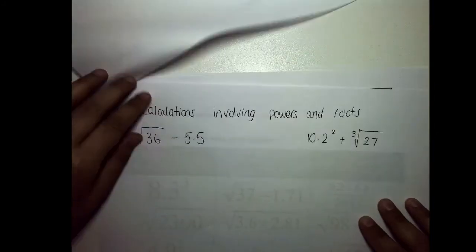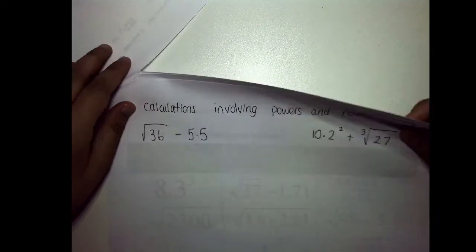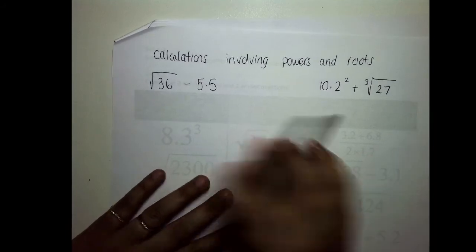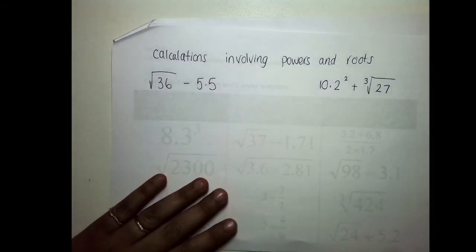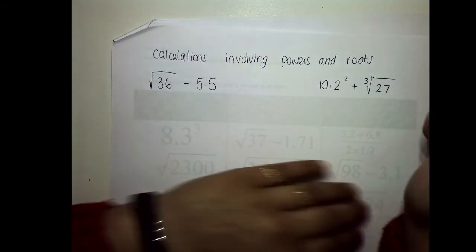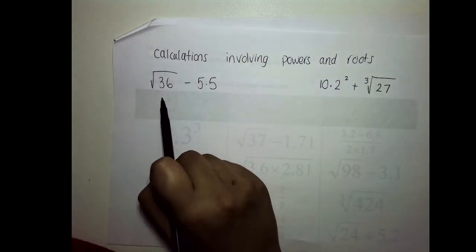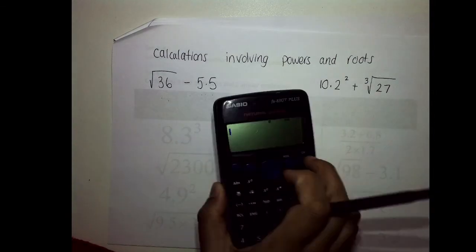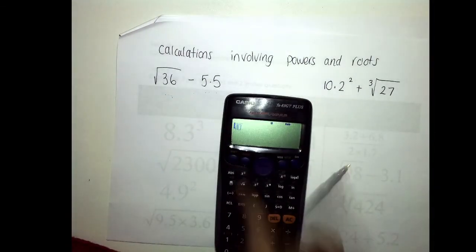Now, the final thing we're going to look at in this lesson is calculations involving powers and roots. Now, we've got a combination of both, and we've got more than one kind of calculation going on at a time. So, for instance, I want to know the square root of 36, take away 5.5. So, I get my calculator. Square root button is here.